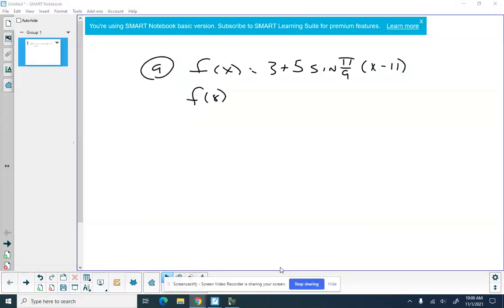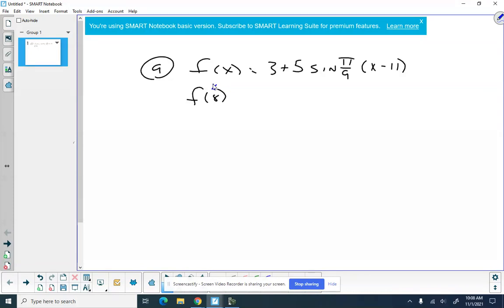Okay, and all the parts A are a lot easier. All they want us to find is a function value at the value inside the parentheses, which means they tell you what the x value is. They want you to find what y is.